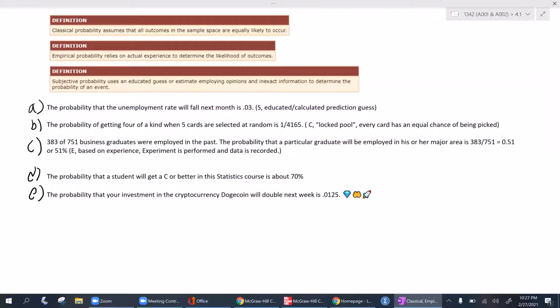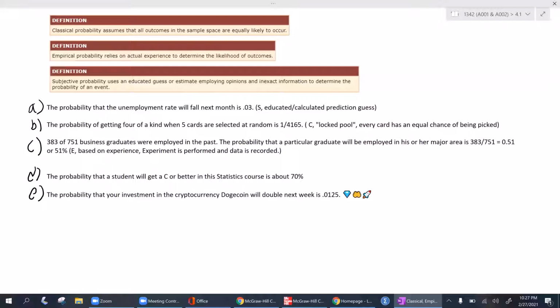For B, what is the probability of getting 4 of a kind when 5 cards are selected at random? The probability is 1 out of 4,165. Well, this here is classical, where classical is a locked pool. In other words, whenever you're dealing with a deck of cards, every card that you choose has an equal chance of getting picked. You cannot have more than 52 cards in a deck. So that's locked in. That's what I mean by a locked pool of choices.